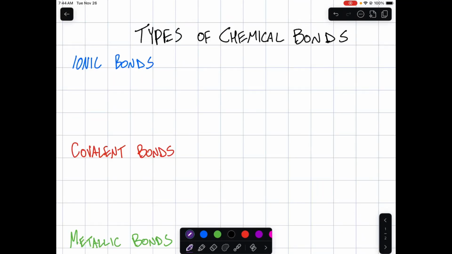All right, so talking about types of chemical bonds, we're going to start by talking about the ionic bond. Now, in ionic bonds, electrons are donated. What happens is we start with sodium, the common ion, and chlorine.